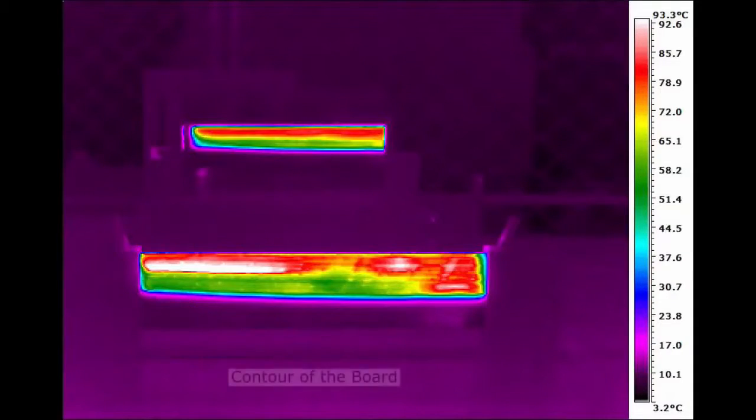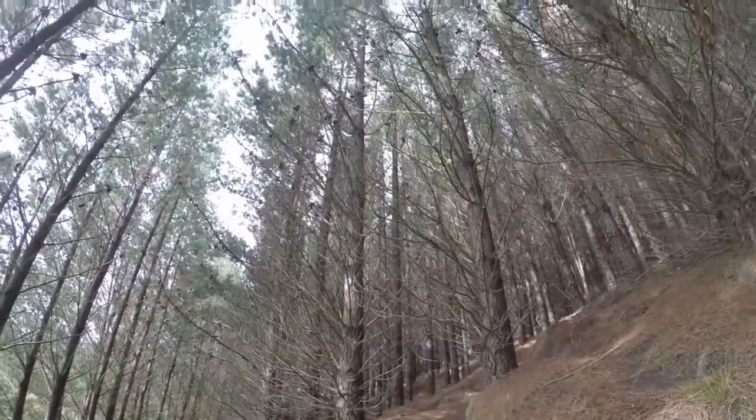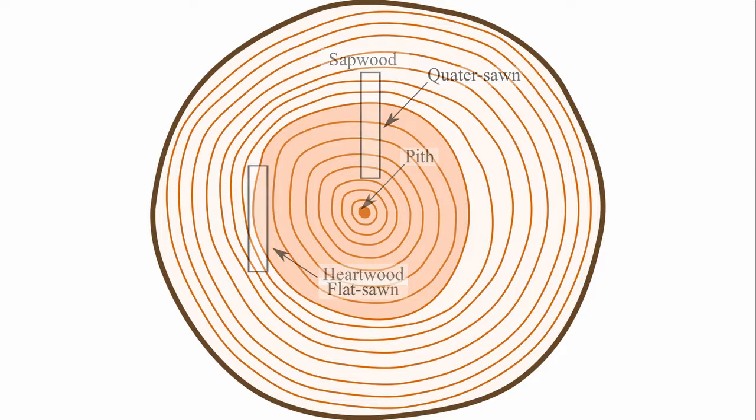The wood closer to the bark conducted more current and got hotter than the wood closer to the center of the tree. Radiata pine has a relatively dry central part, called heartwood, and a much wetter external part, called sapwood. Some boards contain sapwood and heartwood.